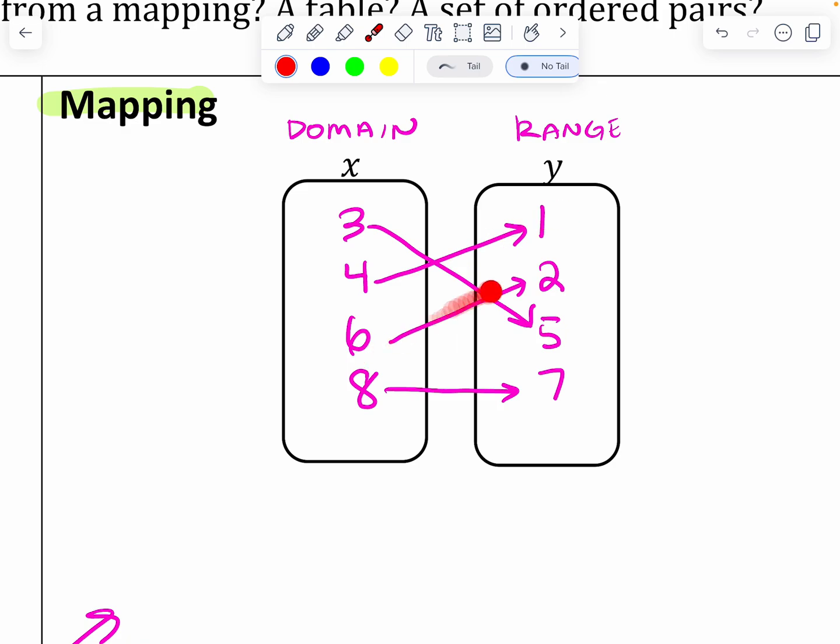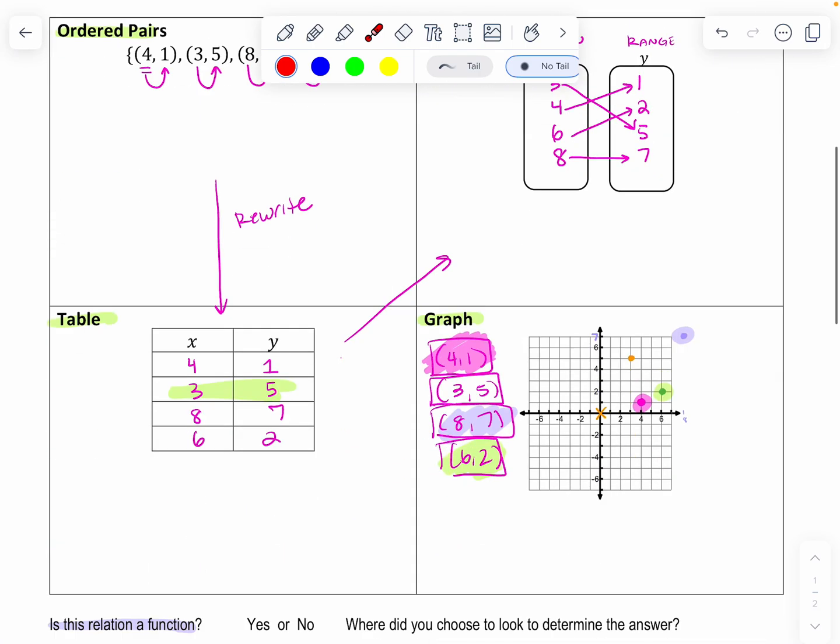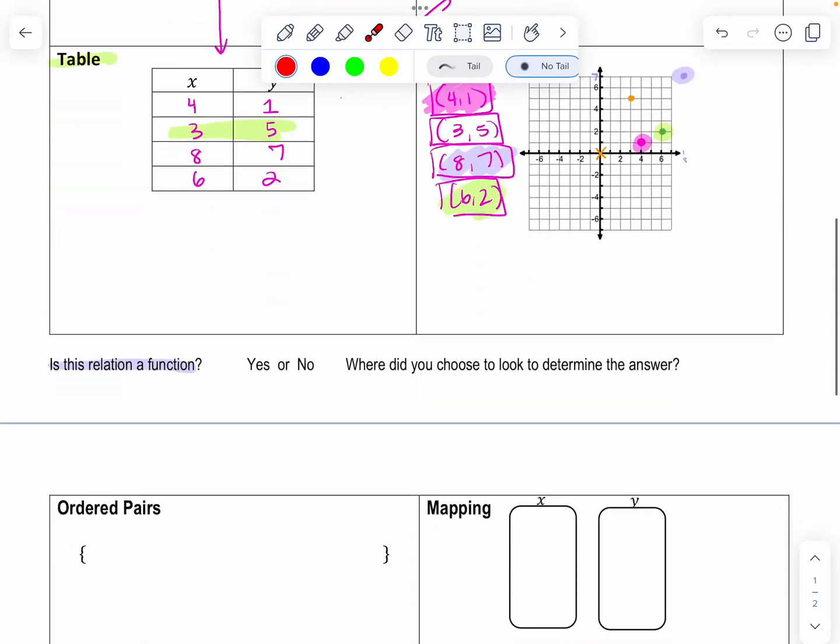4 is giving me 1. 6 is giving me 2. 8 is giving me 7. So I personally like to look at a mapping. That's what I would look at for me.